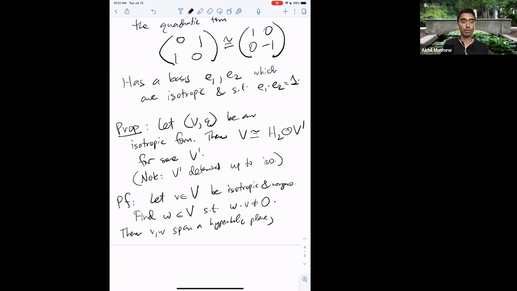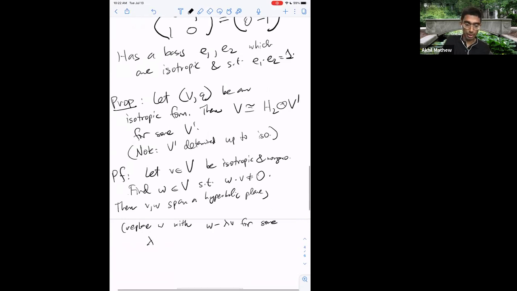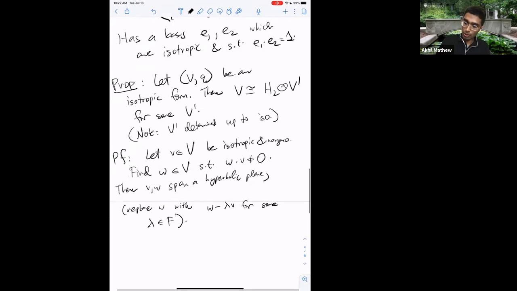So W doesn't have to be isotropic, but basically you replace W with W minus lambda v for some lambda in the field F. If you make some shearing automorphism, then you can normalize so that you have two isotropic vectors such that their inner product is not zero, and then you've got a hyperbolic plane. So this gives a hyperbolic plane sitting inside V, and then you can take V prime to be the orthogonal complement. So that's the proof.